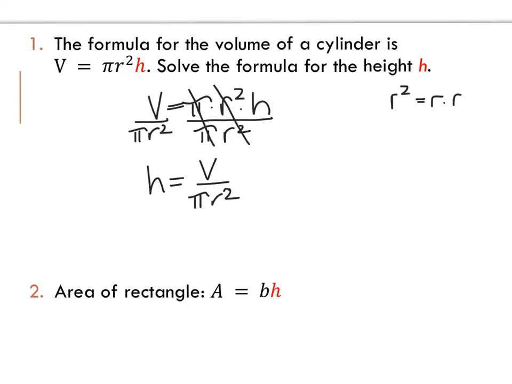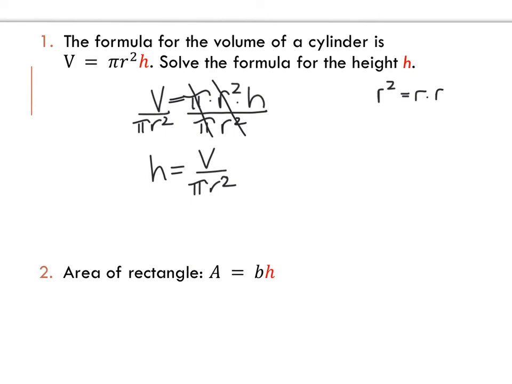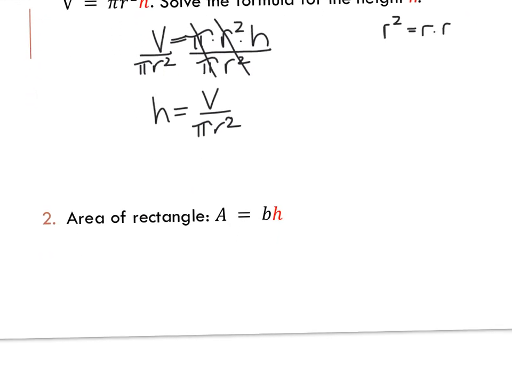All right, let's look at our next one. We have the area of a rectangle equals base times height. So again, this is another multiplication problem that we have to undo the multiplication with. So the inverse to multiplying by our base is dividing by our base. So we get height equals the area divided by the base. So this is real easy.